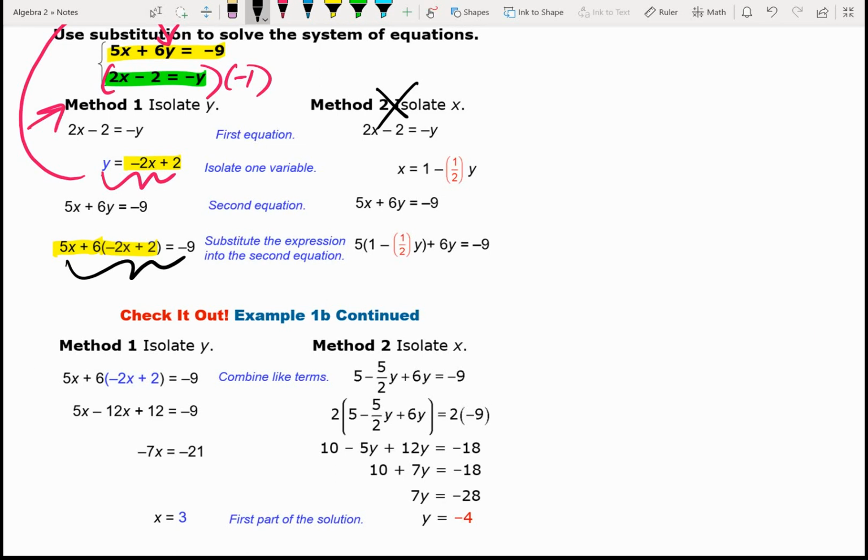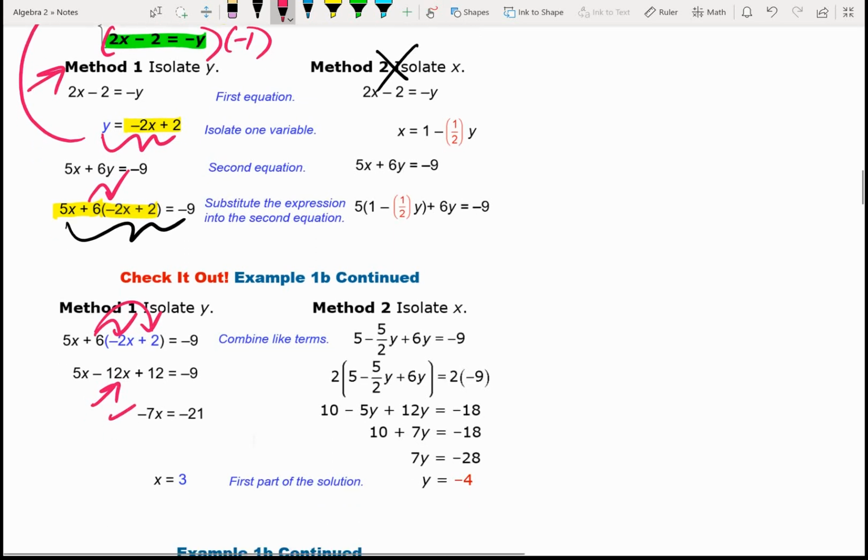All right, so we have 5x, we distribute the 6. 6 times a -2x gives me -12x, and then 6 times a +2 gives me 12. I combine my like terms, 5x minus 12x gives me -7x. And then I'll subtract 12 from both sides, and I get -21.